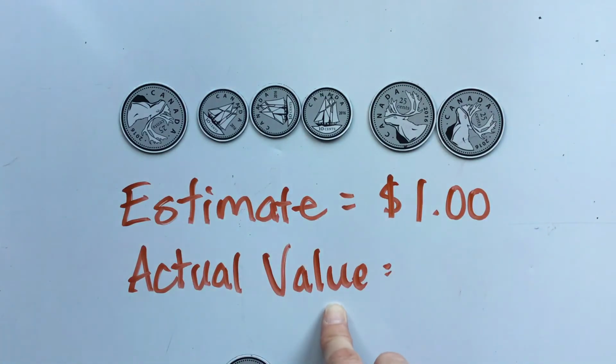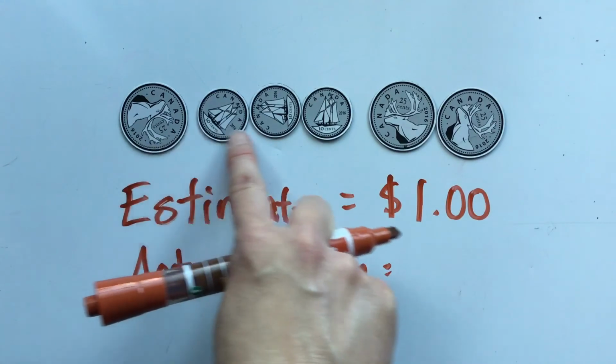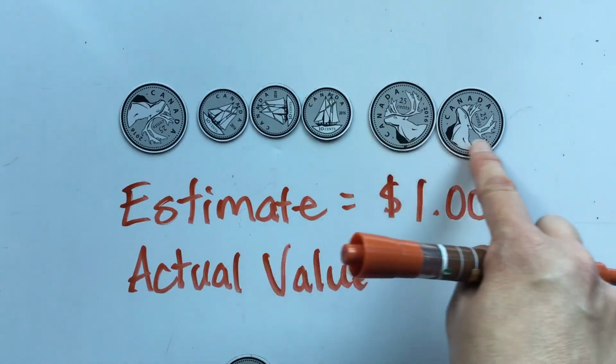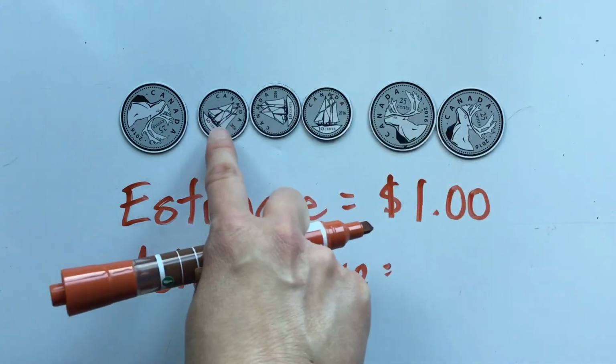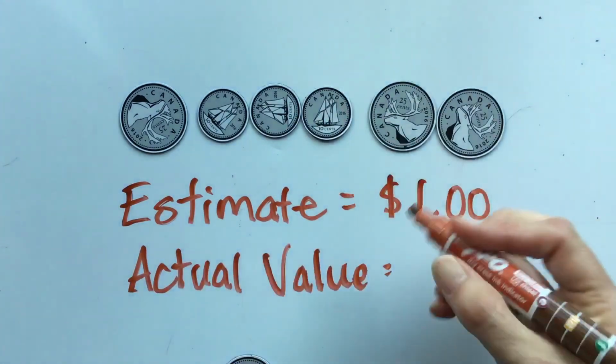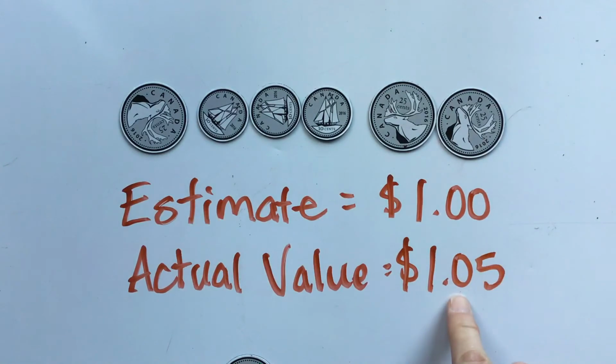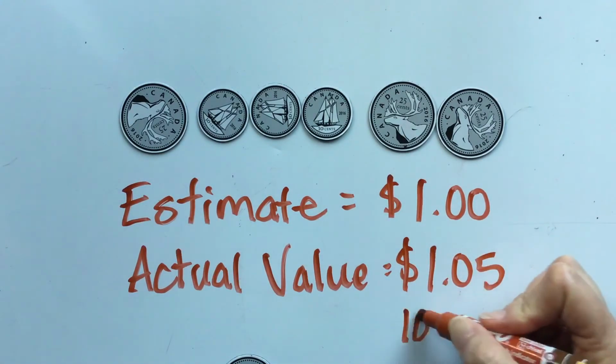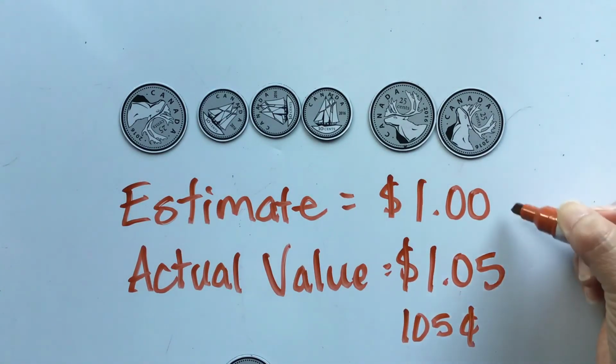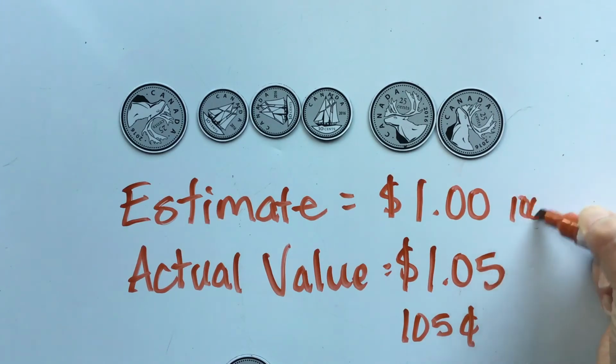What is my actual value? Now, I haven't added it up yet. I have to do that now. 25 cents, 50, 75, 85, 95, 105. I actually have $1.05, or I could have written that as 105 cents. Okay, and you could have written this one as 100 cents.